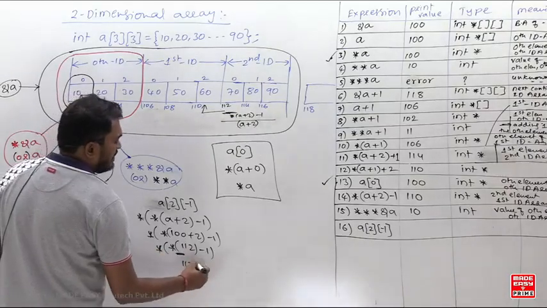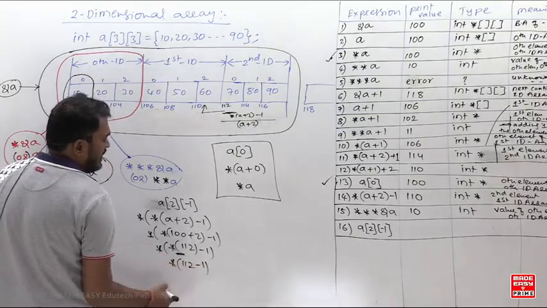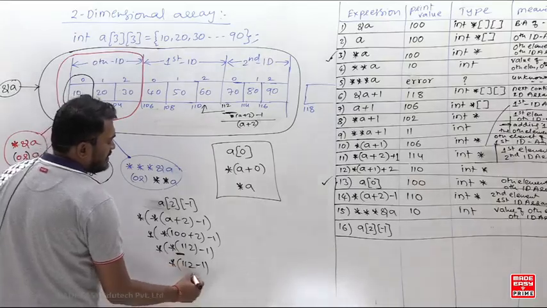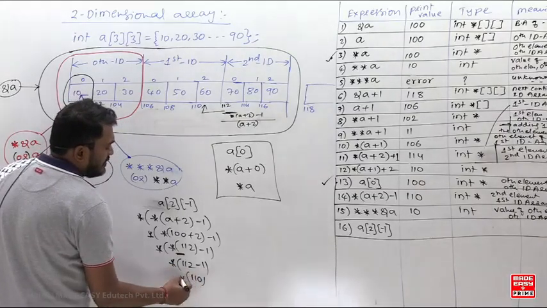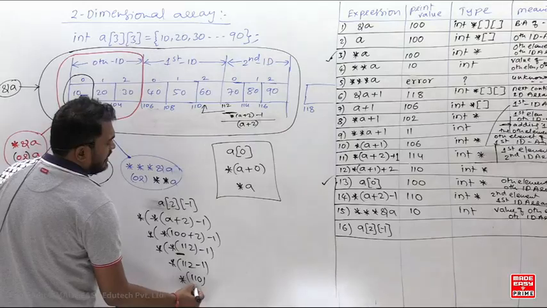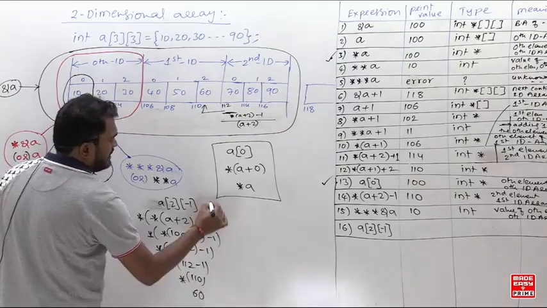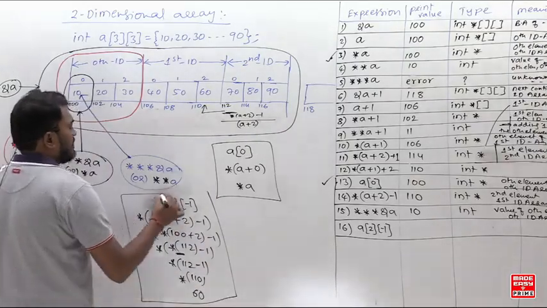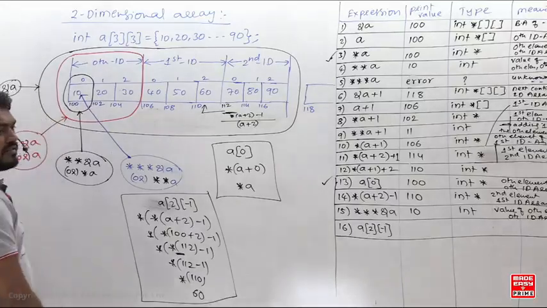Okay, so same thing, minus 1 whole star. Now understand here, if I apply minus 1 here, that will be 110. If you apply star on 110, what will happen? The value at the location 110. How much is that? 60. So this is interesting.